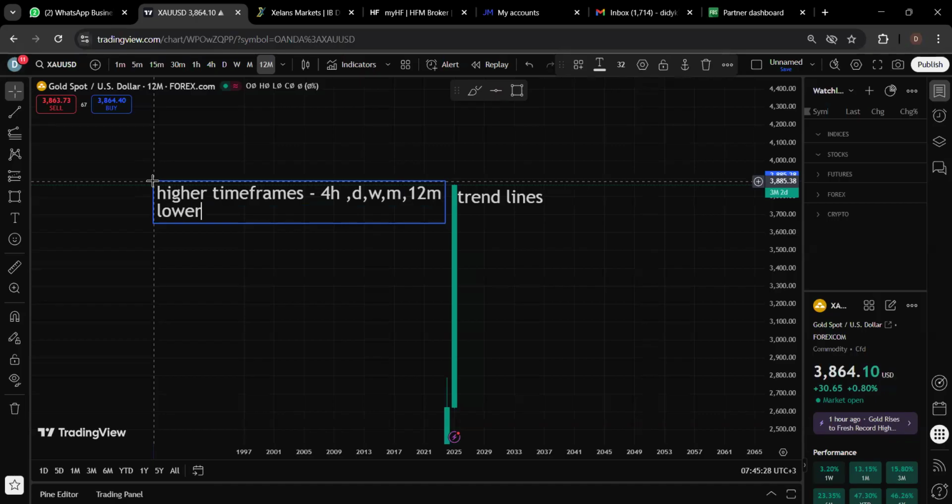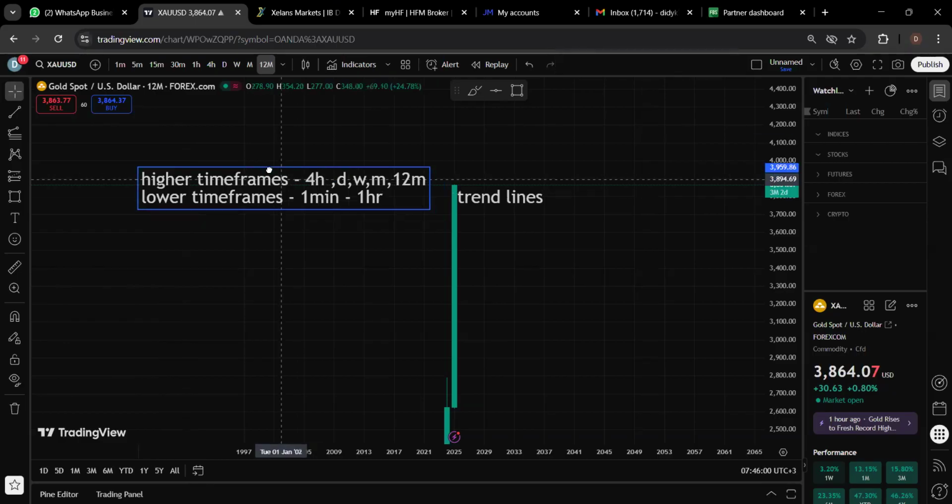Then we have lower time frames. The lower time frames include 1 minute, all the way to 1 hour. Those are lower time frames. Now, these two different time frames are very important in our market. The higher time frame plays a key role in the market. The lower time frame also plays a key role in our market.